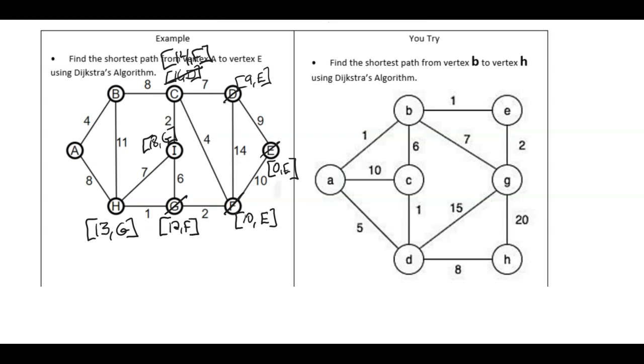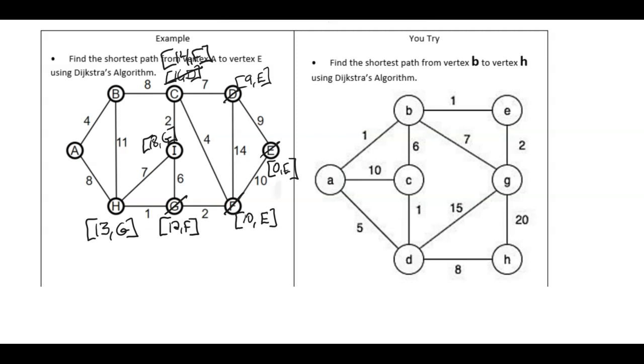That completes G. What's the next active vertex? Let's see, we have 14, 18, 13. 13 is the active vertex. So H is the active vertex, at distance 13.